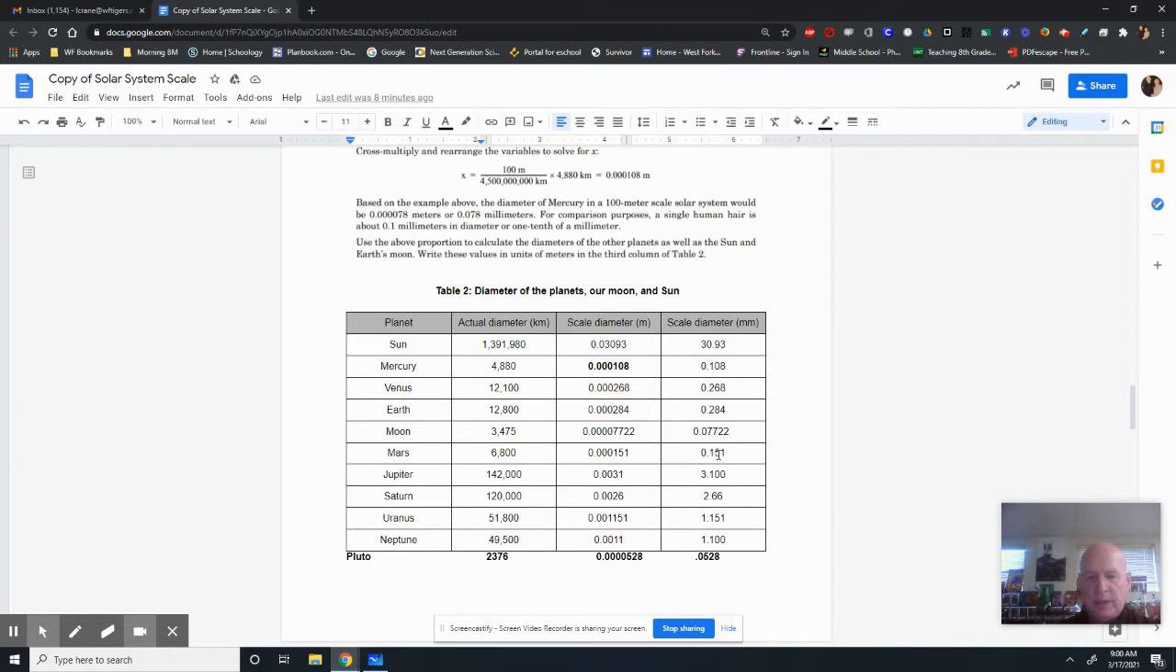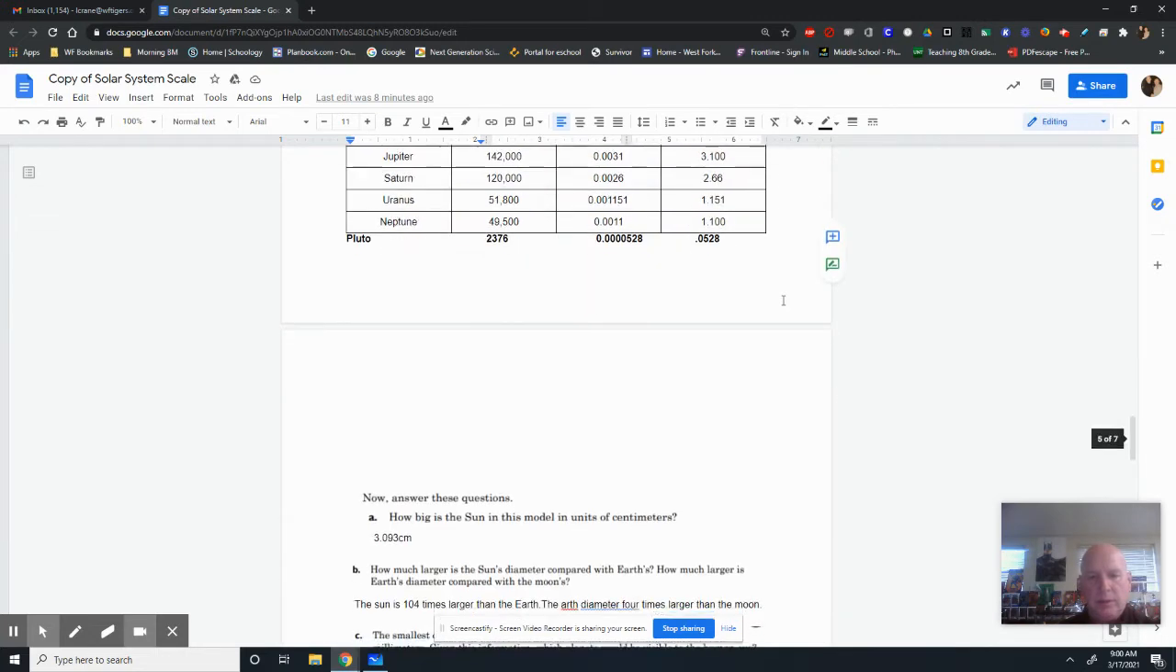I'd be able to see Mars, I'd be able to see Jupiter, Saturn, Uranus, Neptune, Pluto. Pluto, again, is smaller than 0.1, so I would not be able to see it. Alpha Centauri, if you're talking about it. So let's go to the third scale then. That was our second scale that we worked on.